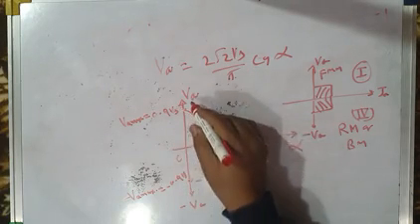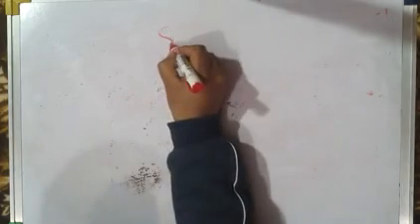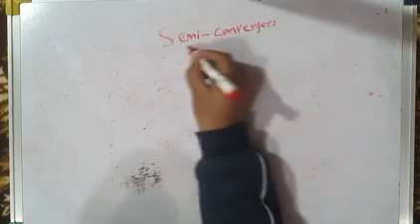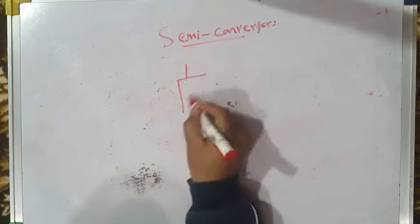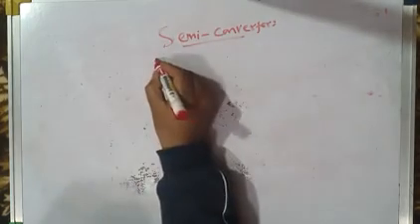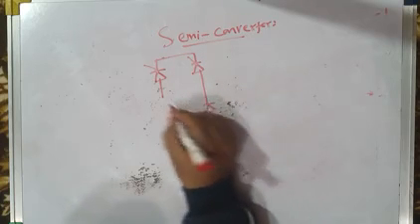So this is VA, average output voltage versus alpha, delay angle. Okay, so this is about the full converter. What about the half converter or semi converter? I will write here semi converter. It may be a single phase semi converter or three phase semi converter. A semi converter is symbolically shown like this. First of all, let me draw a complete power circuit diagram of a semi converter. It comprises two thyristors and two power diodes.